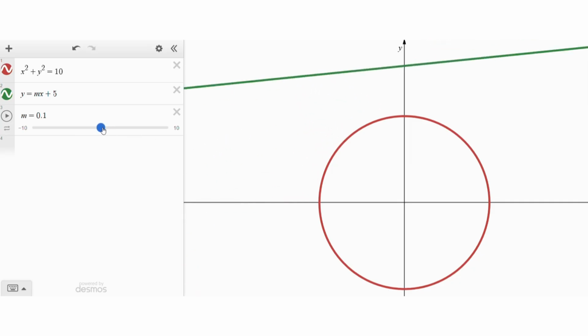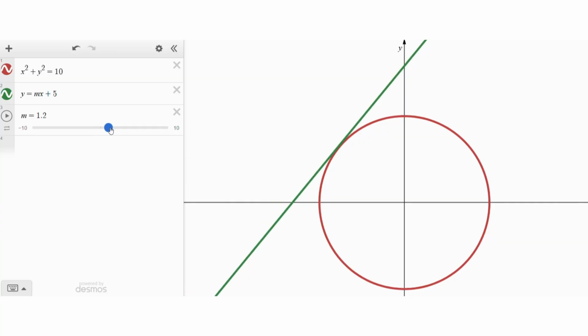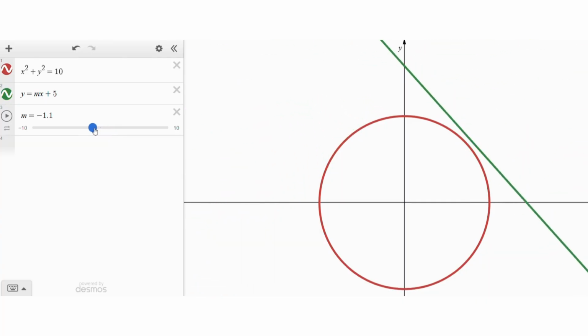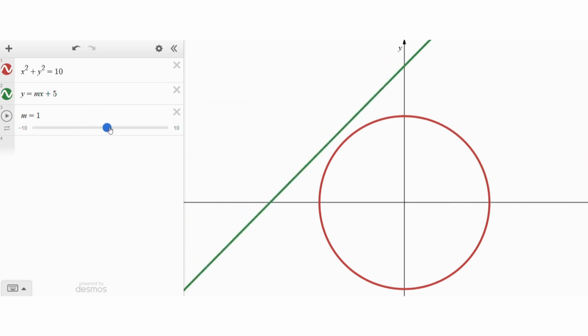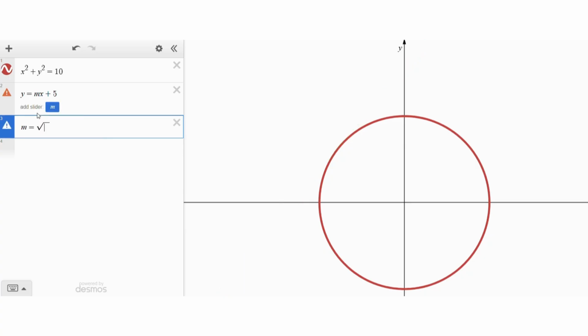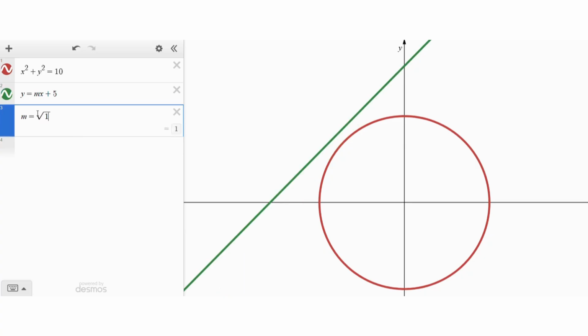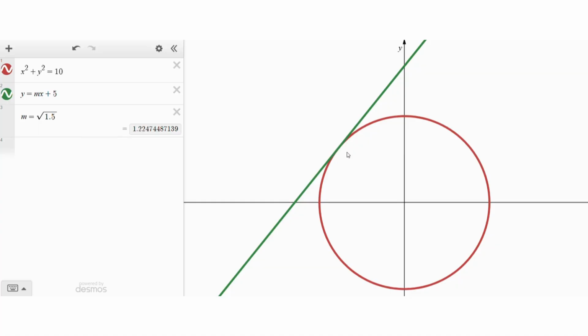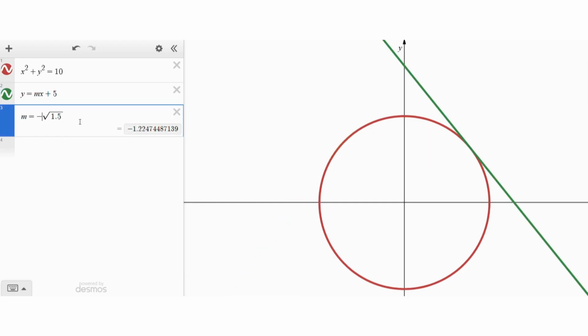So we can see, as we go this way, it gets closer and closer, about there, somewhere between 1.2 and 1.3. And similarly on the other side, somewhere between minus 1.2 and minus 1.3. Now we calculated that it was the square root of 3 over 2, or 1.5. So if we type in here the square root of 1.5, we can see that at that value it is exactly the tangent. It touches just one time. And similarly, if we made this negative, we would get a tangent on the other side where it touches just that one time there.